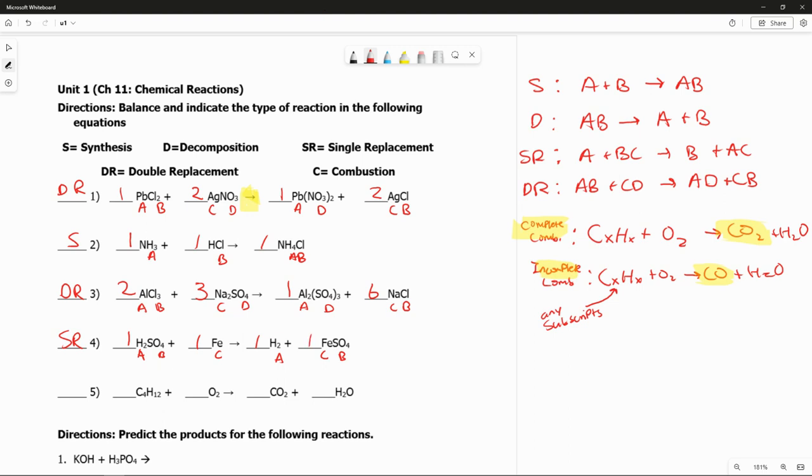All right. 5. We have C4H12 plus O2 gives us CO2 and H2O. So we know that CxHx, so the subscripts, plus O2, it gives us, this arrow means produces, CO2 and H2O, is combustion. We just have to figure out what type of combustion. Well, it produces CO2. The only thing that produces CO2 as combustion is complete combustion. So we know this is CC, which stands for complete combustion.